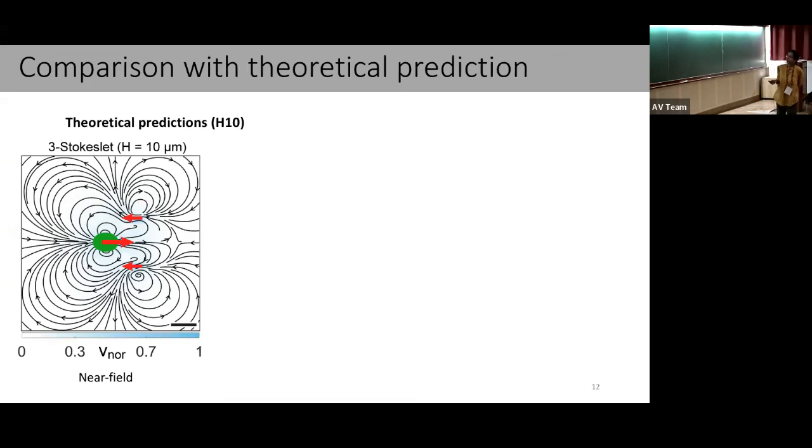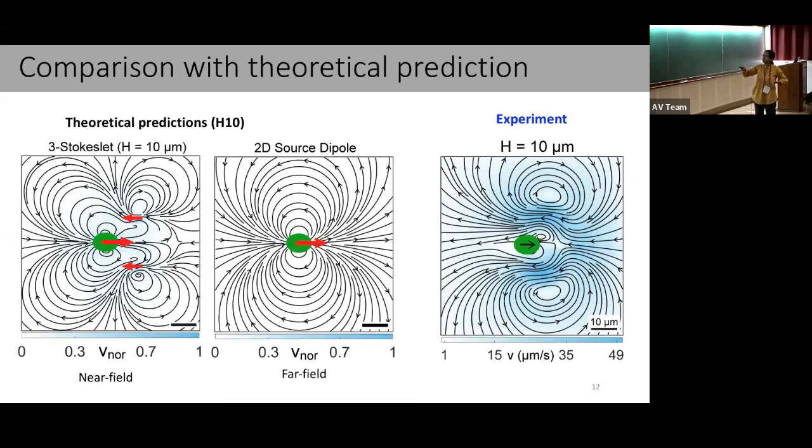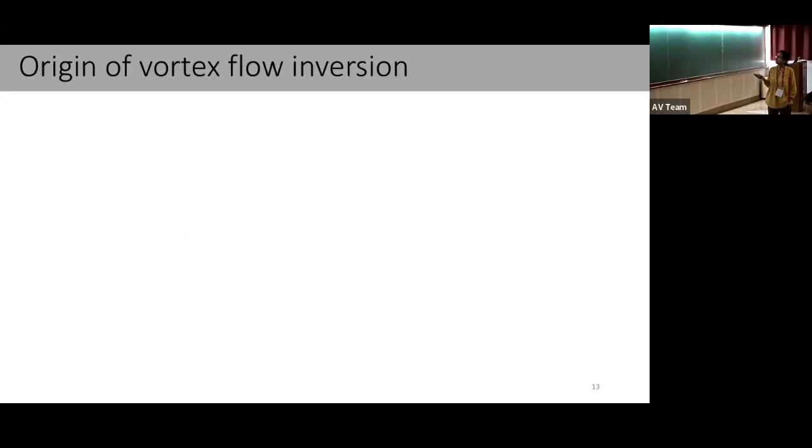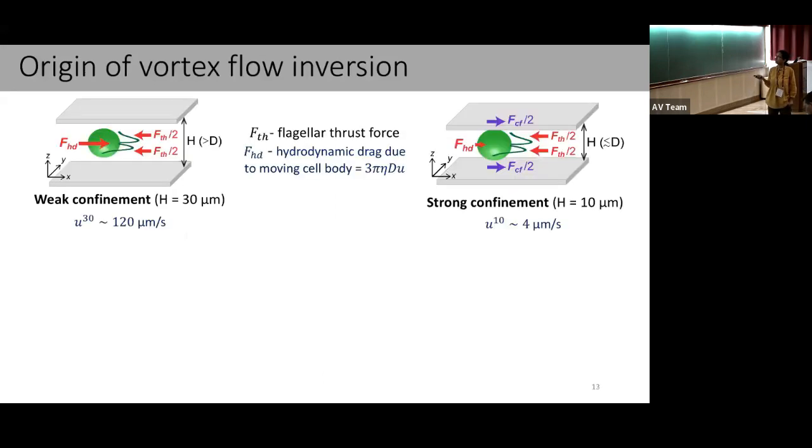So you could ask, one way to theoretically probe this would be to say, okay, we'll still place a Stokeslet, and we will just account for the boundary conditions of no flow at the walls, and see what happens, and you get this very complicated flow field. Or you can do the source dipole calculation, and both of them would really not match with what is happening in the experiment. So then how do you go about addressing this? Or what's the origin of the flow field inversion?